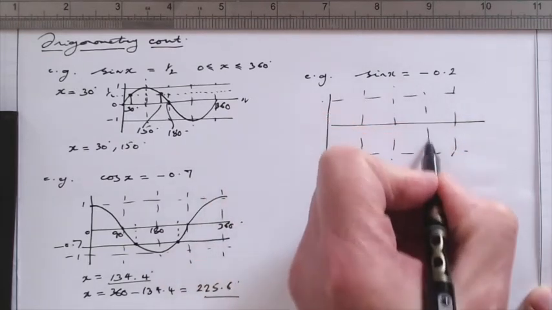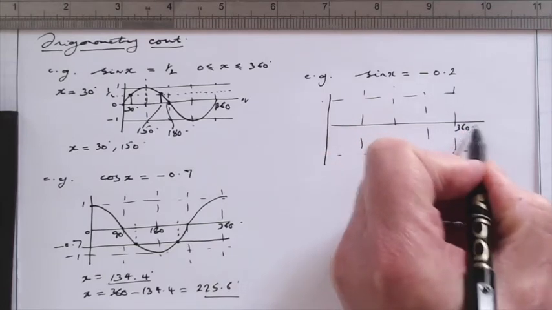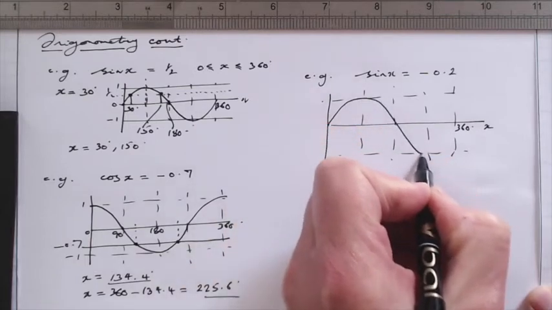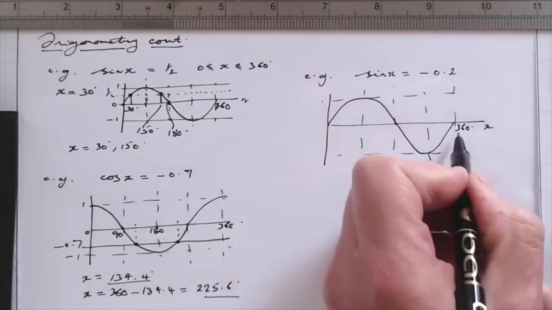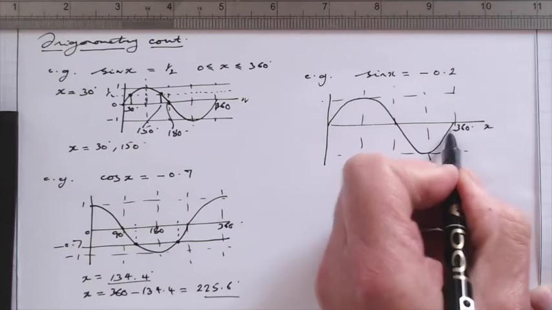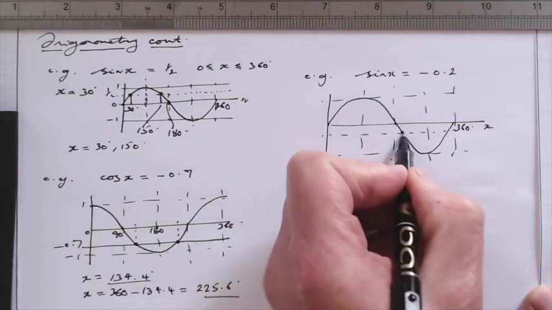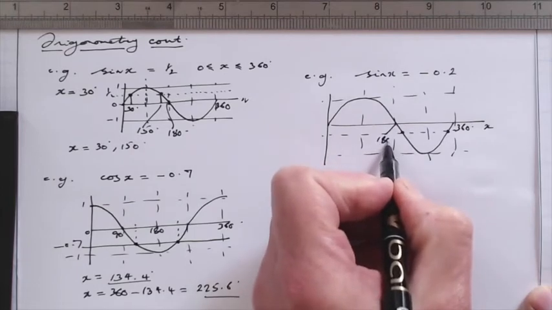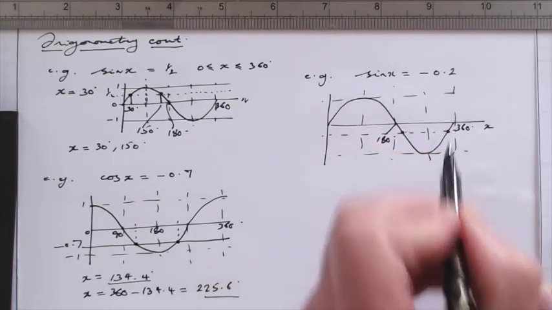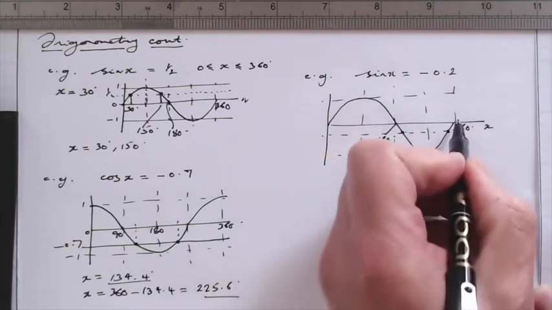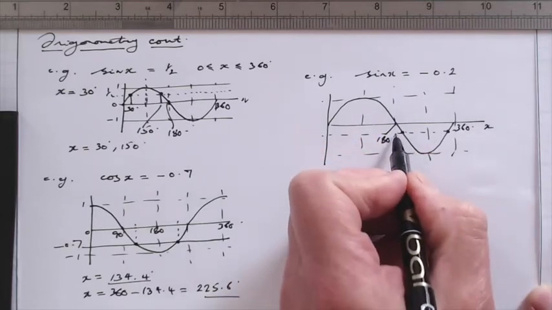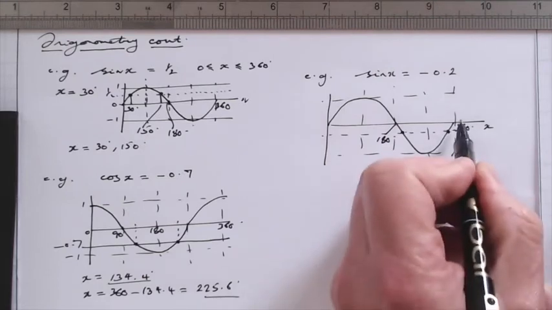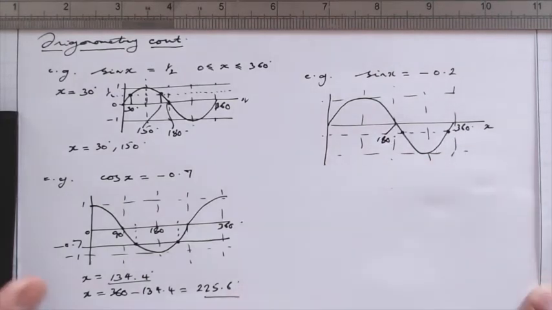Of sine x, again between 0 and 360. There's my sine x sketch, and 0.2 negative would be sort of down here. So my two solutions I'm expecting, one is a bit bigger than 180 degrees and one is a bit less than 360. And by symmetry, the distance of this one from 180 will be the same as the distance of this one from 360, just using the symmetry of the curve here.